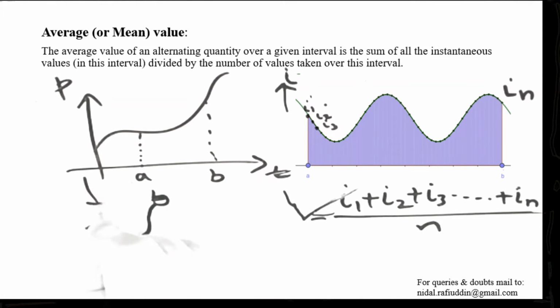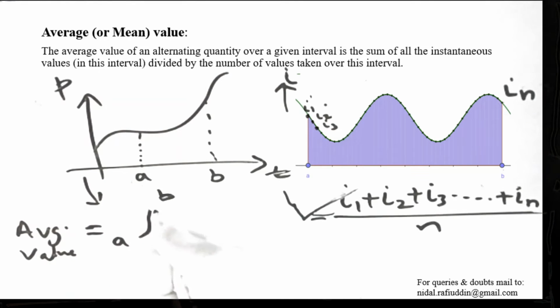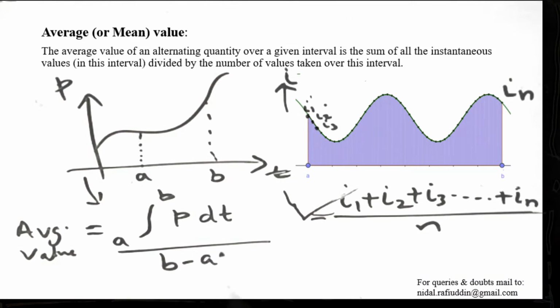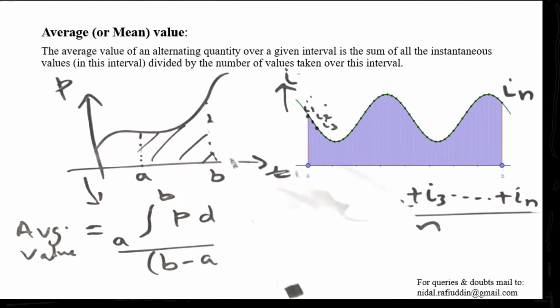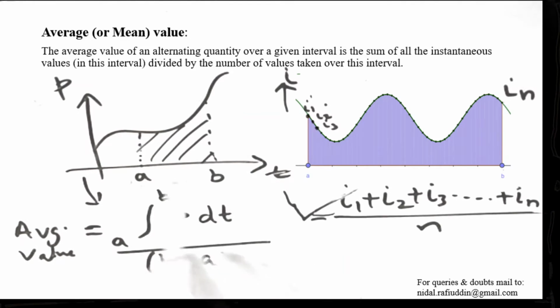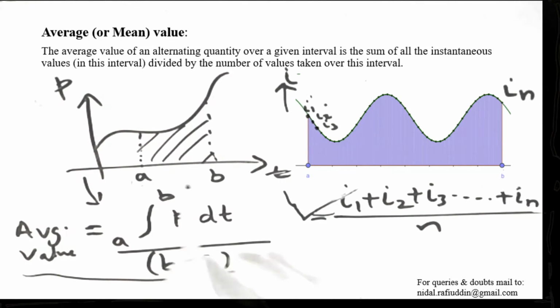So if you talk about this curve, the average value can be found by taking integration from A to B, and P dt divided by B minus A, which is the length of the curve. So in fact this particular thing represents the area under this curve. The area under this curve is divided by its length, or the time duration for which the average is being calculated or we are interested in. So this is the formula for computing the average value between the duration A and B.